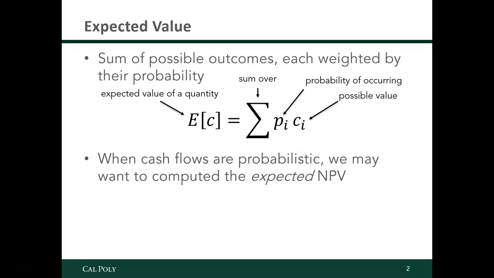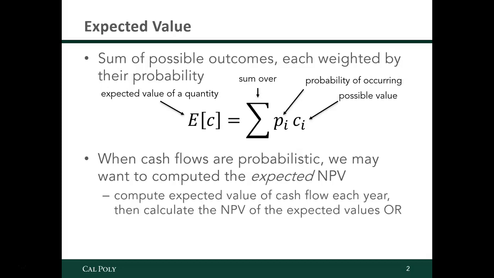Alternatively, we could also look at the cash flows in each year. For each year, we know there's a certain possibility of this cash flow, a certain possibility of these other cash flows, and we calculate the expected values of the cash flows. From the expected values of the cash flows, we can compute the net present value, and that's going to be the expected net present value. So there's two ways of looking at it.